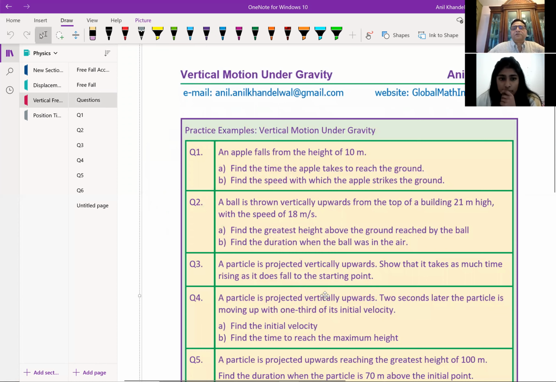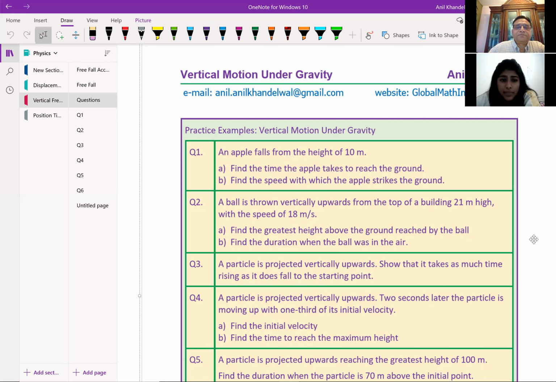And based on this, the questions we are going to take are 6 examples. Now, these are the examples which we are going to take one by one. Can you please read from question number one onwards? Okay. Question one. An apple falls from the height of 10 meters. A. Find the time the apple takes to reach the ground. B. Find the speed with which the apple strikes the ground.